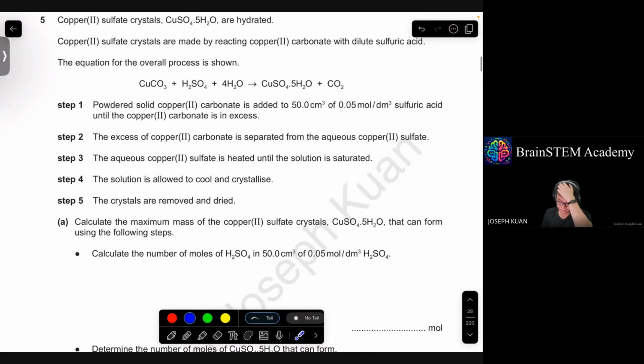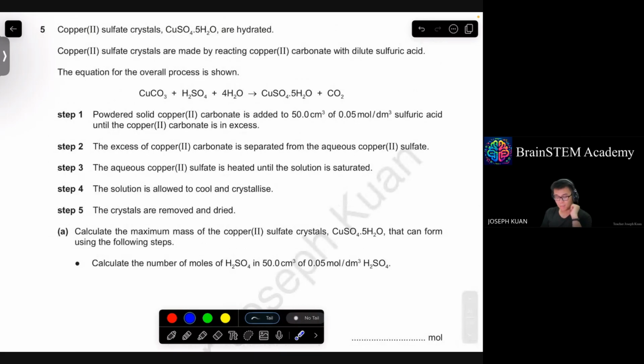Moving on to the next question, which is quite long. Copper(II) sulfate crystals are hydrated. These crystals are made by reacting copper(II) carbonate with dilute sulfuric acid. The equation for the overall process is shown.